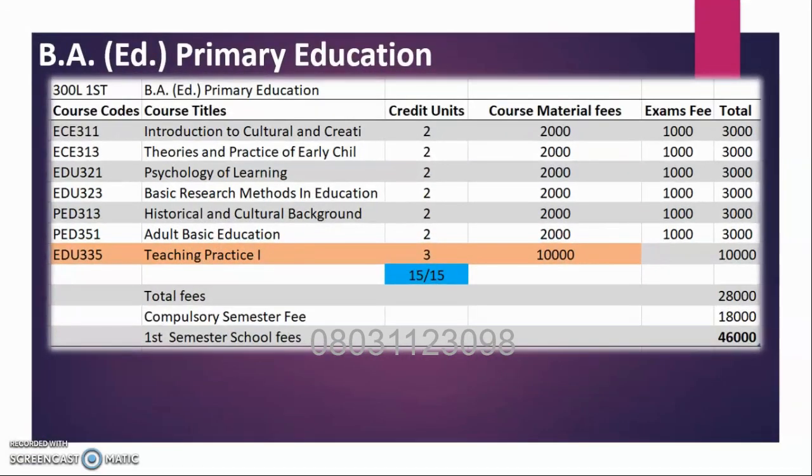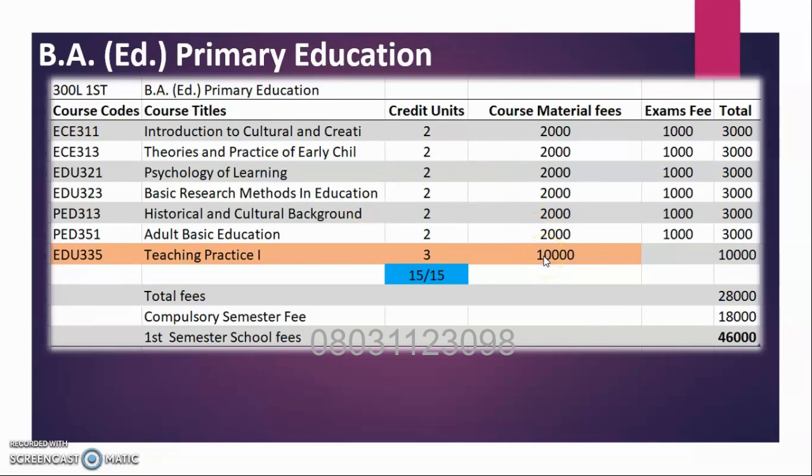Then 300 level first semester, you can see there are 15 credit units, which include a teaching practice. Even though the 3 credit units is 10,000, there is no exam registration because it's not examinable. You don't write an exam for it. There is a project. So you have your compulsory fee of 18,000 plus the total fees for the course registration and the exams. Put them together, 28. Add them up, you have 46,000 as your fee for 300 level first semester.